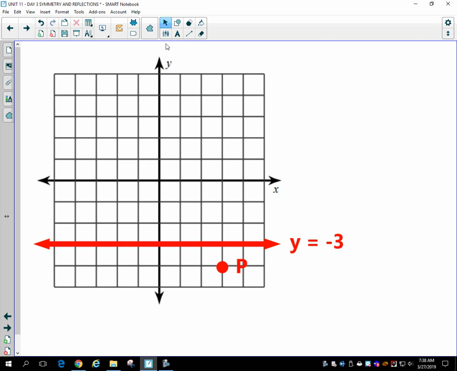Let's do another one. This is y equals -3. The line's located 3 units below the x-axis. Anywhere on this line, the y value is going to be -3. I want to reflect over that line, so I count 1 unit till I get to that line of reflection. So 1 unit more gives me P prime.